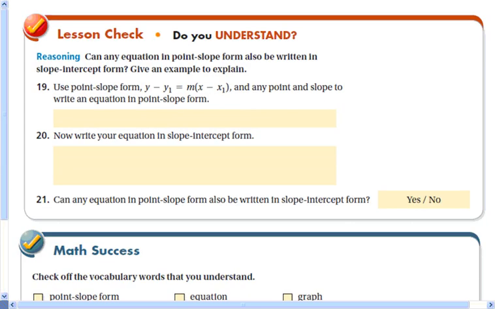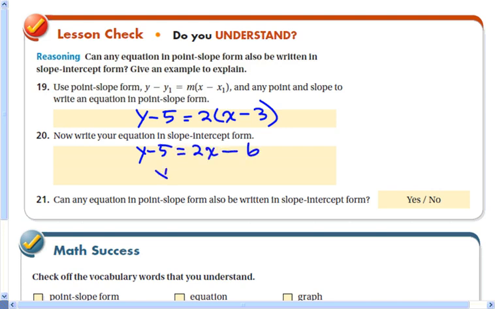All right, do the lesson check, and we should be good. So I'm just going to pick any equation to show that this works, and you can pick a different one if you want. And then I'm going to use the distributive property. I'm going to add 5 to both sides, and now it's in slope-intercept form.